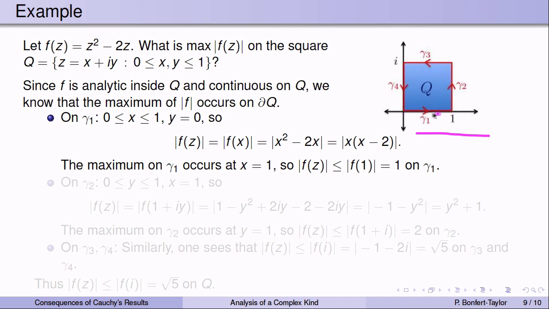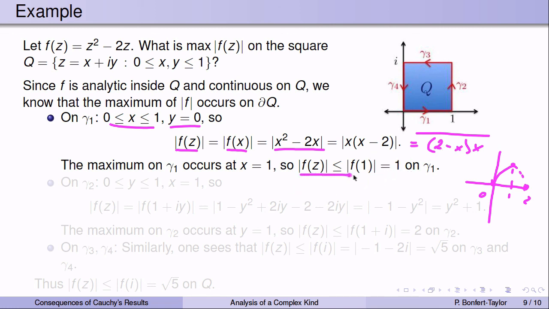On gamma 1, the first curve down here, the imaginary part is 0. So y is equal to 0. And the real part is between 0 and 1. So x is between 0 and 1. y is equal to 0. So what is f of z? f of z is simply f of x because y is equal to 0. And f of x is x squared minus 2x. The absolute value of that is the absolute value of x times x minus 2. That is actually 2 minus x times x because x is between 0 and 1 in absolute value. What does that function look like? 2 minus x times x is actually an upside down parabola that intersects the x-axis at 2 and 0, and so its maximum must be at 1. We're only interested in this portion anyway. And so the maximum is right there, and the maximum occurs at x equals 1, and f of 1 is equal to 1. So we know that on gamma 1, the absolute value of f of z is bounded by 1.